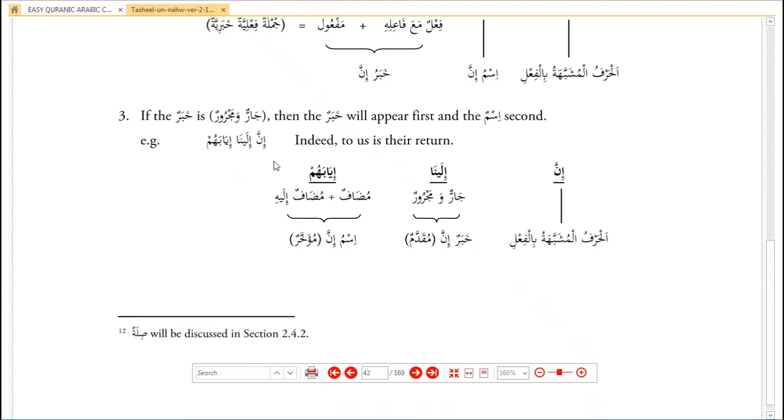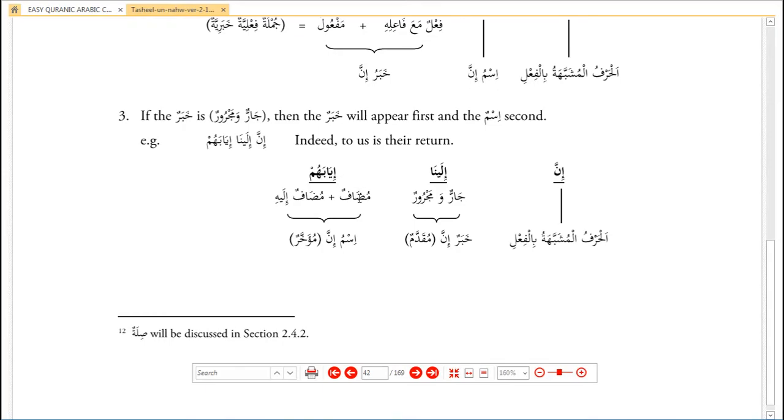Let me look at the tarkib. Inna is huruf mushabbaha bil-fi'l, and ilayna is jar majrur. Ilayna, ila is jar, na is majrur. So ilayna, jar majrur, is becoming the khabar of inna, which is muqaddam, coming first. The khabar is coming first here.